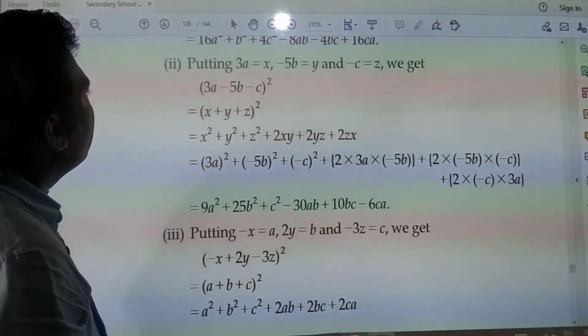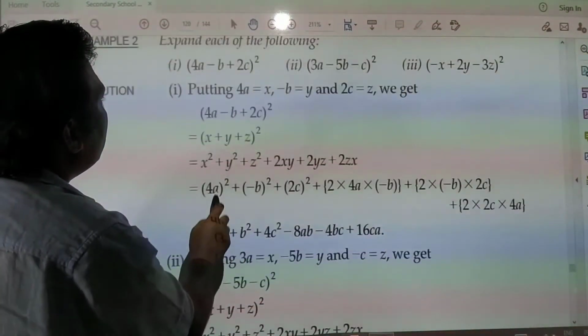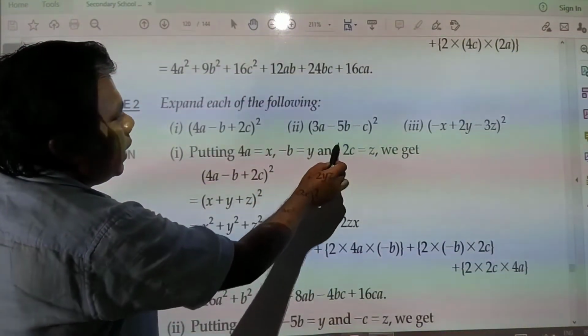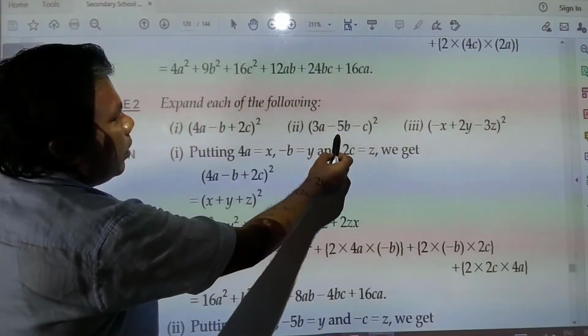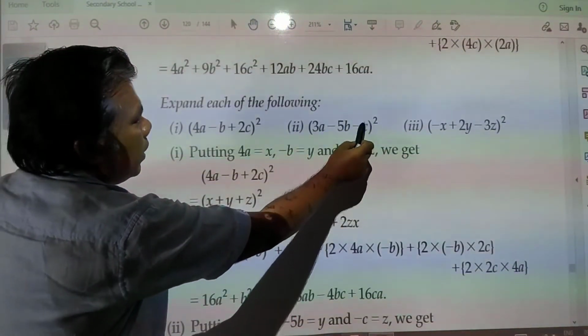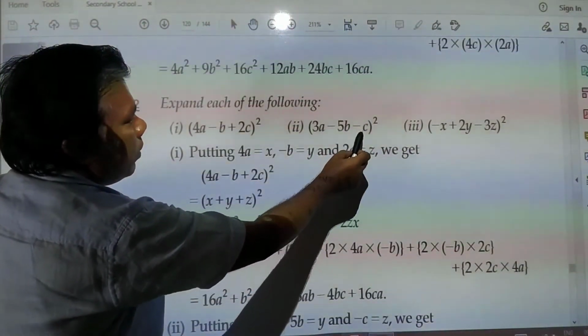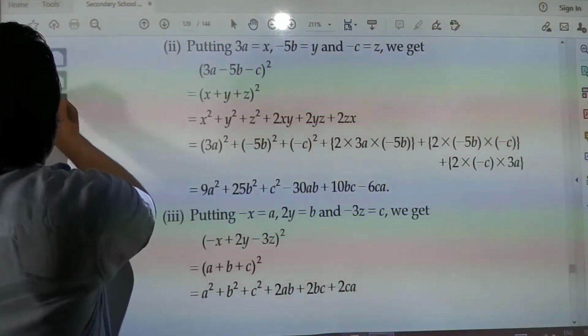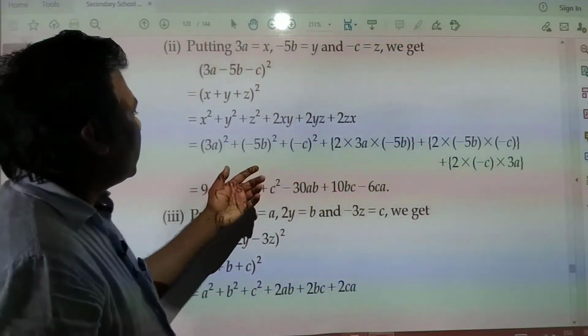Here you have the second question. We had (3a − 5b − c)². Again here you have this term minus 5b, and the y term and z term are negative. So that is required to be seen properly. How is it required to be simplified?